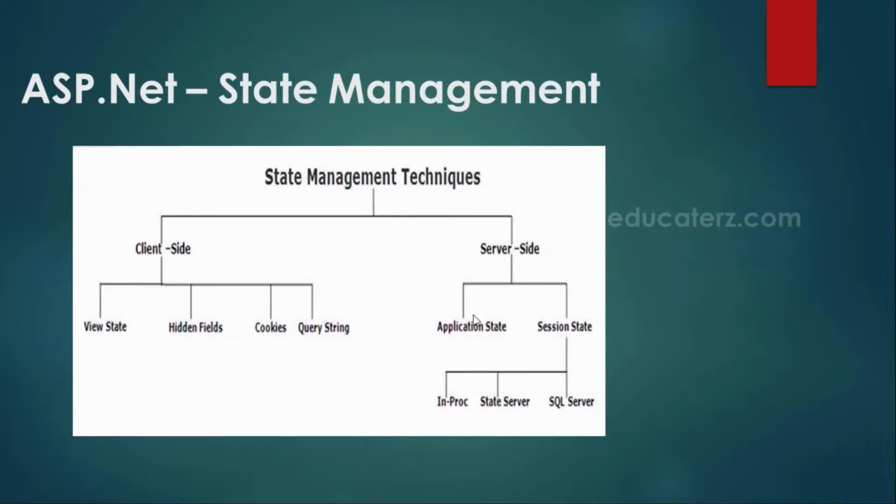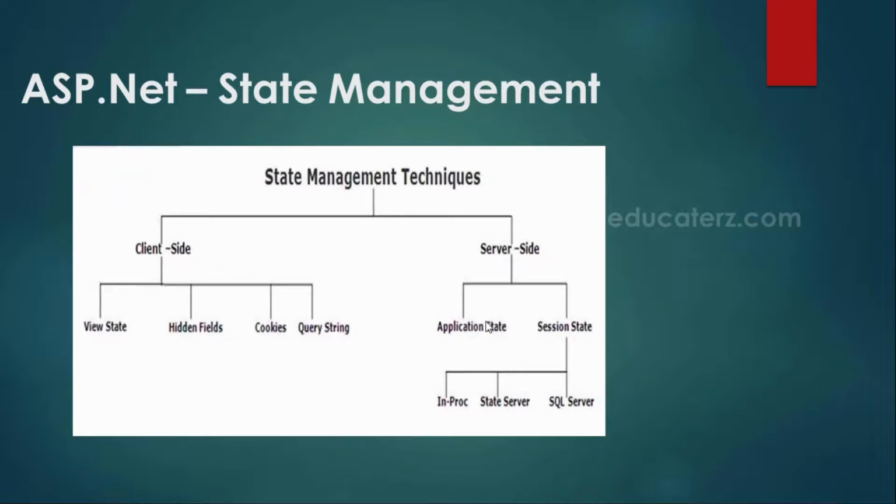Application state variables are available across all pages and across all the sessions. This means they are like multi-user and global data. Remember that application state variables are like multi-user and global data, whereas session state variables are single user global data.